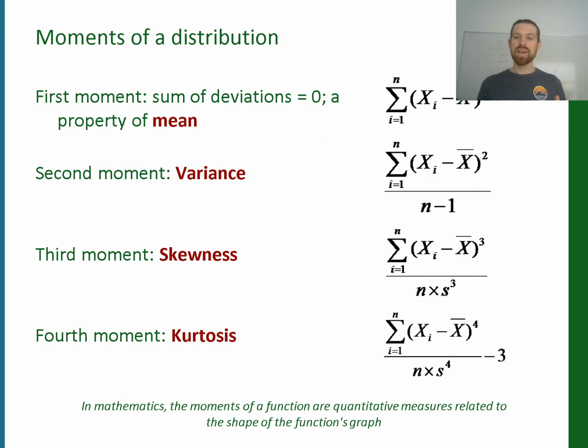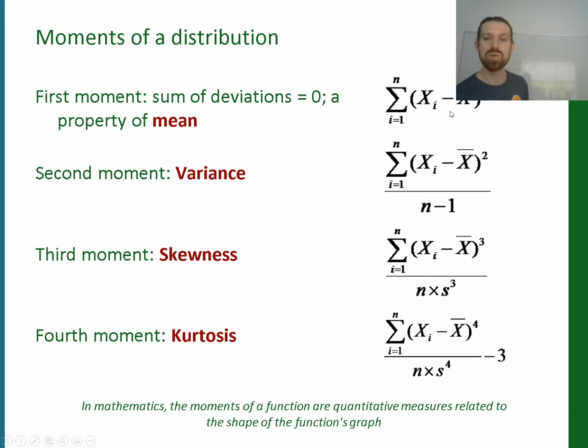And here I just want to emphasize the progression of all of those different metrics which we've now covered, and that's that there are moments of a distribution, and I put down a definition here. So in mathematics, the moments of a function are quantitative measures related to the shape of the function's graph, okay? And there's a very specific way for us to understand the shape of a distribution, and how we then understand probability from that shape. So we have the first moment, which is the sum of the deviations, which is basically the mean, okay? We should know this. It's a property of the mean, the numerator in the mean equation.